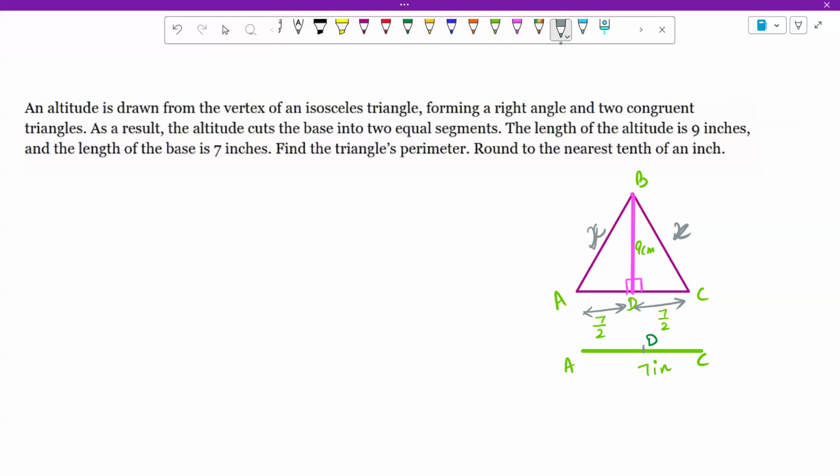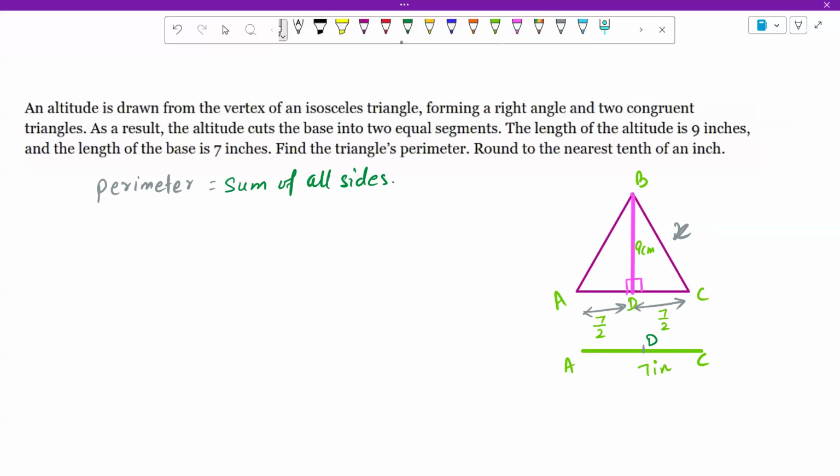Now, after this, find the triangle's perimeter they are saying. So we want to find out the perimeter. Find the nearest tenth of an inch. What is the perimeter of a polygon? It will be the sum of all sides, right? Like 7 plus 7 plus 7. But here it is not given that this is 7 and this is 7, right?